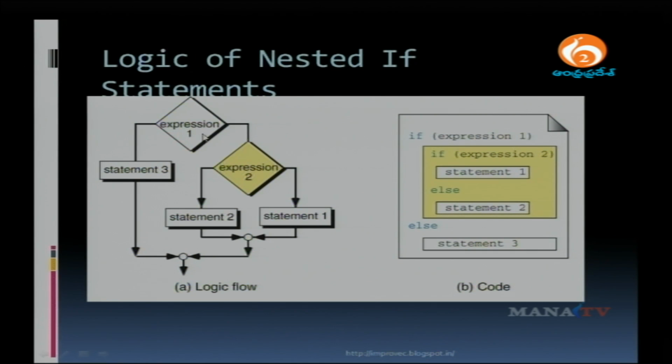First, expression 1 is checked. If expression 1 is true, control enters expression 2. If expression 2 is true, statement 1 is executed. If expression 2 is false, statement 2 is executed. Next, if expression 1 itself is false, then only statement 3 is executed, that is, the else part is executed.